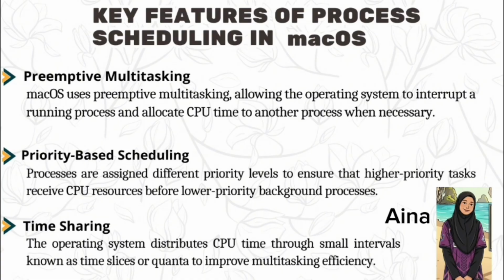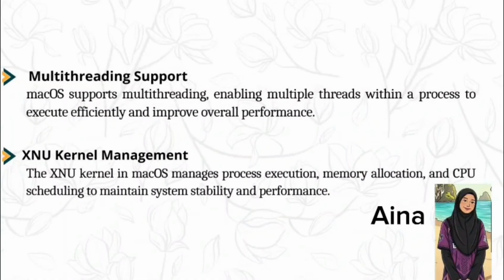The third is time sharing. The operating system distributes CPU time through small intervals known as time slices or quanta to improve multitasking efficiency. Fourth, multithreading support. macOS supports multithreading, enabling multiple threads within a process to execute efficiently and improve overall performance. The last one is XNU kernel management. The XNU kernel in macOS manages process execution, memory allocation, and CPU scheduling to maintain system stability and performance.